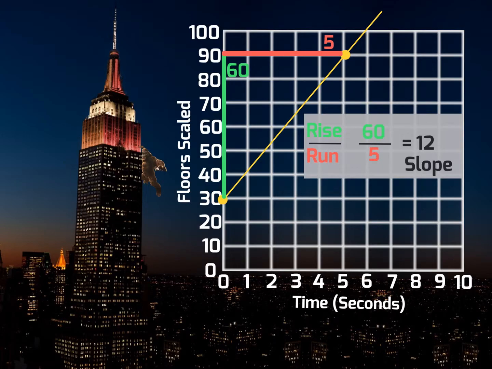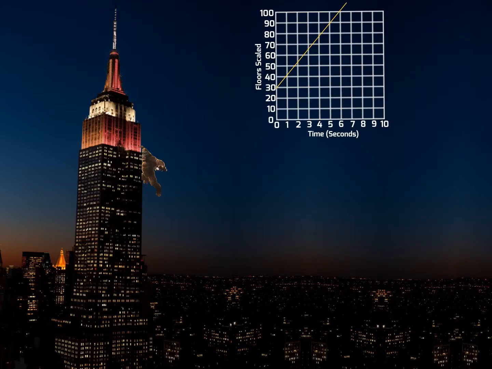Now an equation can be written. To find the number of floors scaled, we'll take the slope of 12 and multiply it by the number of seconds that go by and add that to the 30 floors that were already climbed, which is the y-intercept.